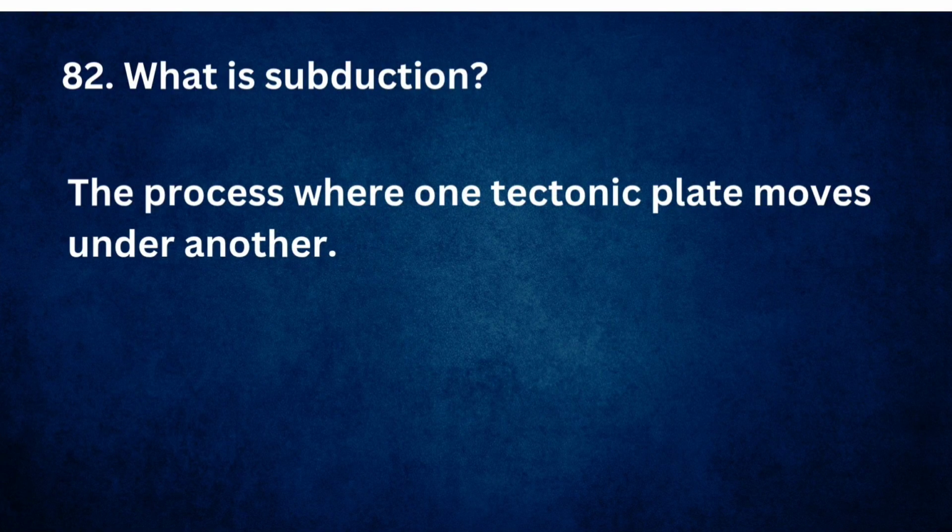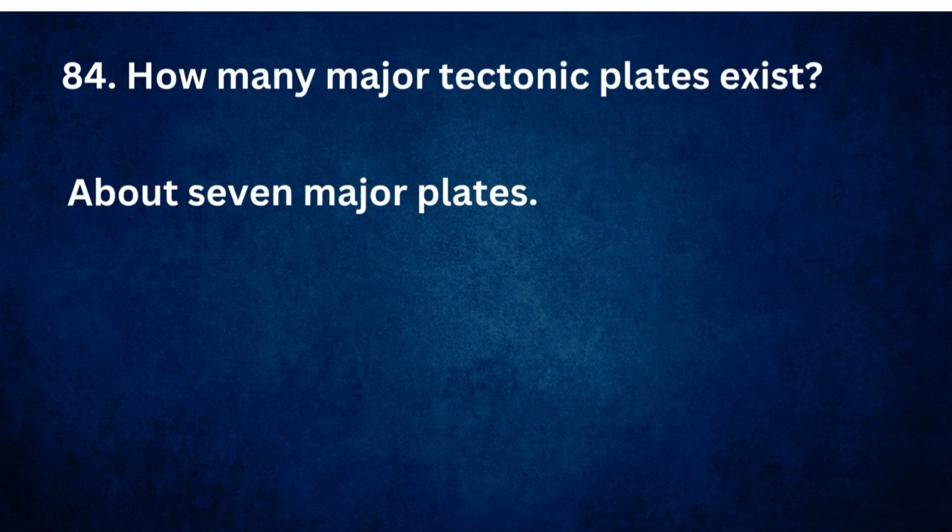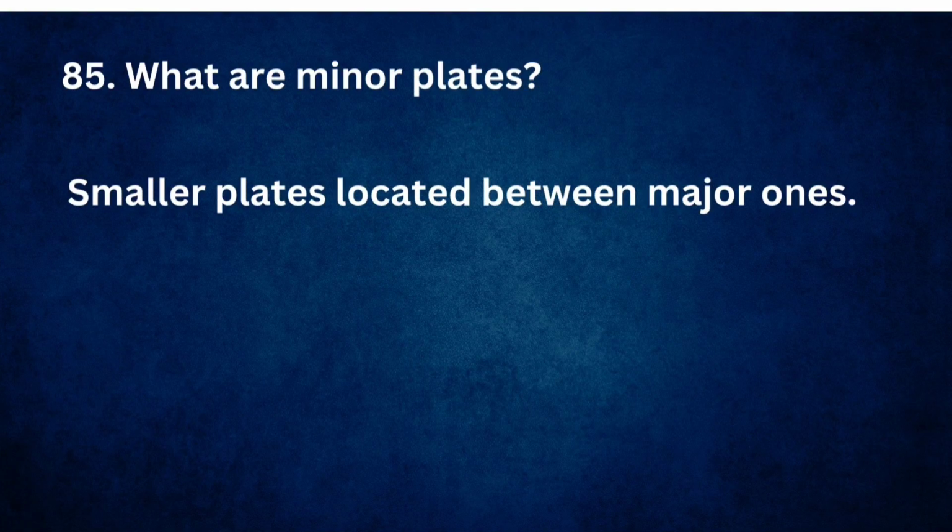What is subduction? The process where one tectonic plate moves under another. What are tectonic plates? Large slabs of Earth's lithosphere that move over the mantle. How many major tectonic plates exist? About 7 major plates. What are minor plates? Smaller plates located between major ones.